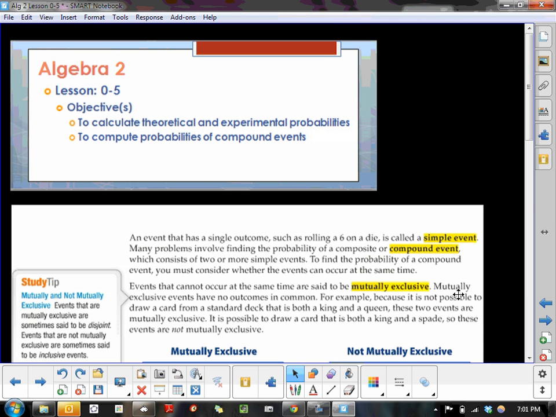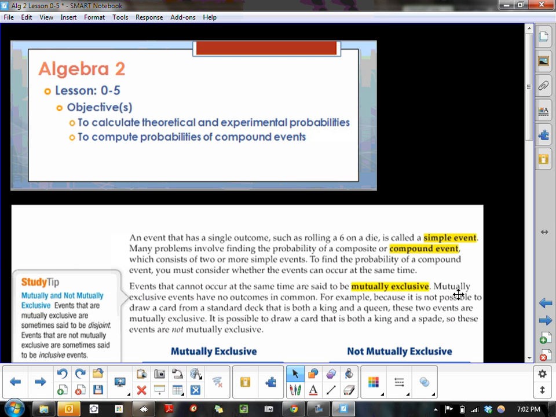In the next example, we're going to look at how to compute probabilities of compound events. The first little lesson that we had was how to calculate probabilities of simple events, both theoretical and experimental. Now we're going to look at the compound event. In review, an event that has a single outcome, such as rolling a 6 on a die, is called a simple event.